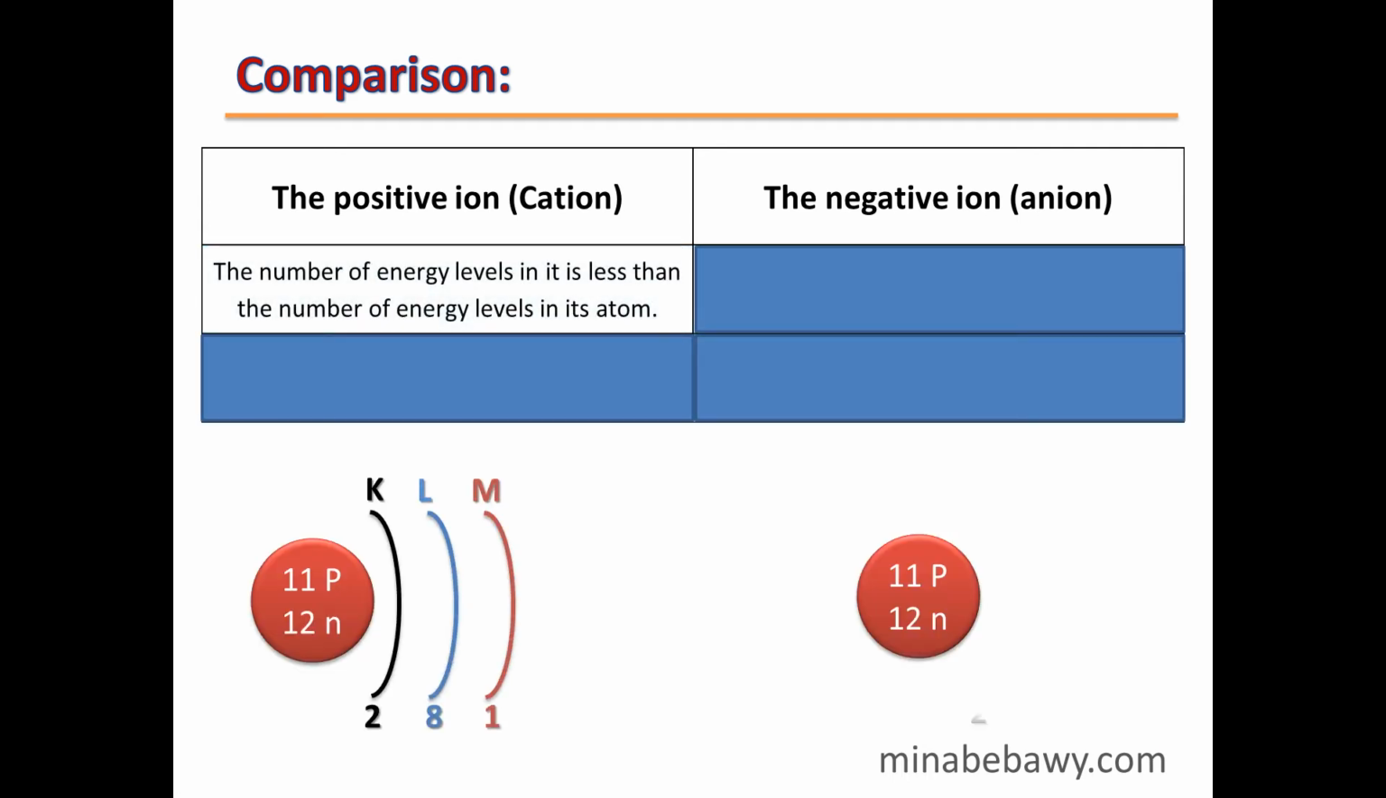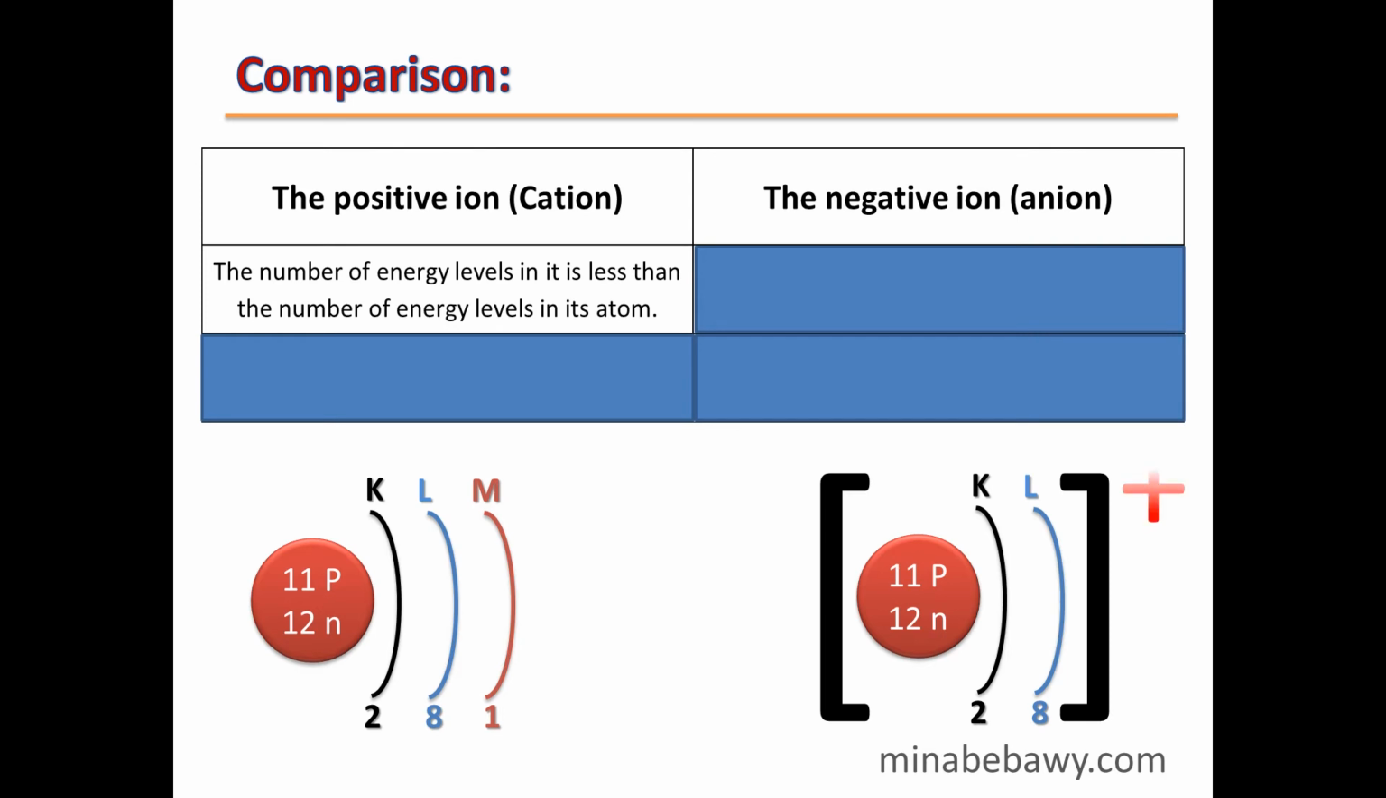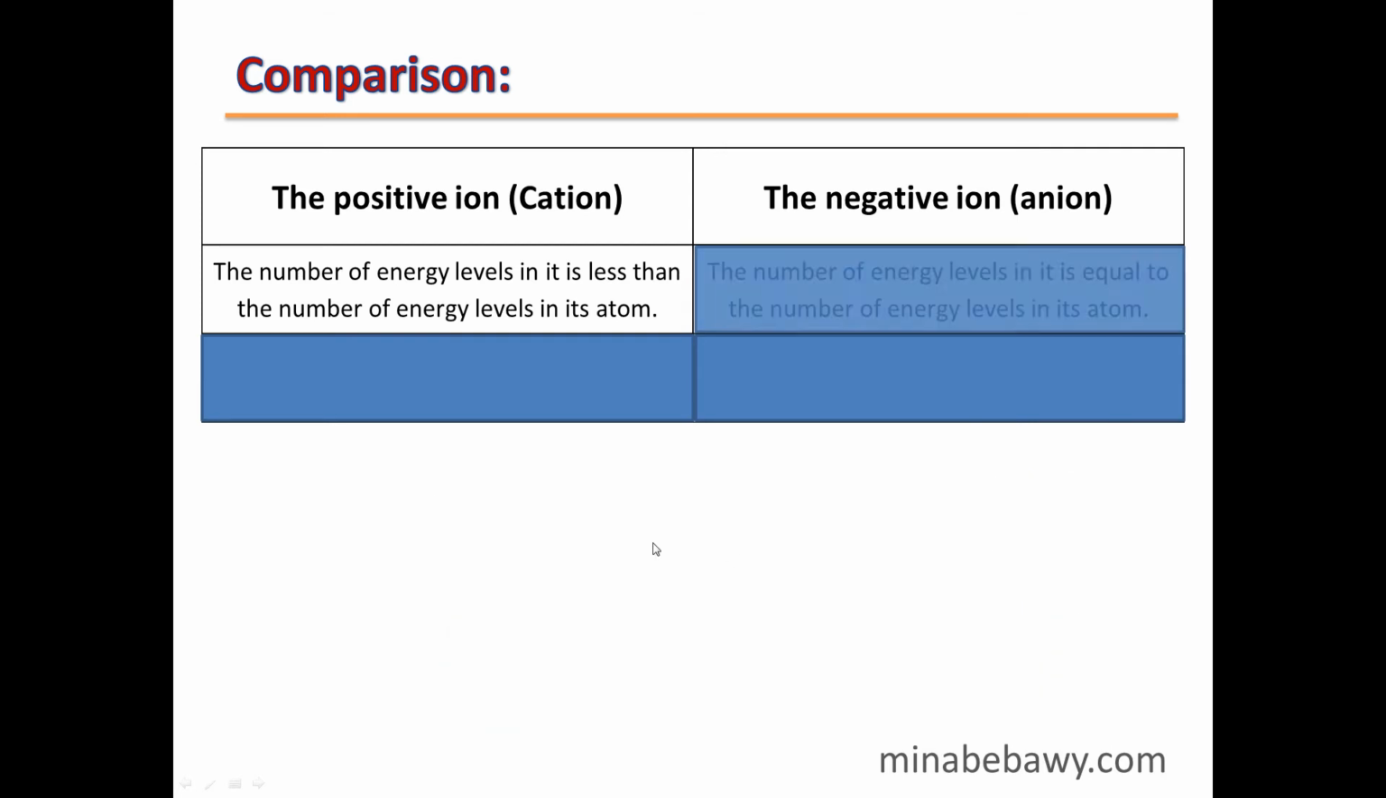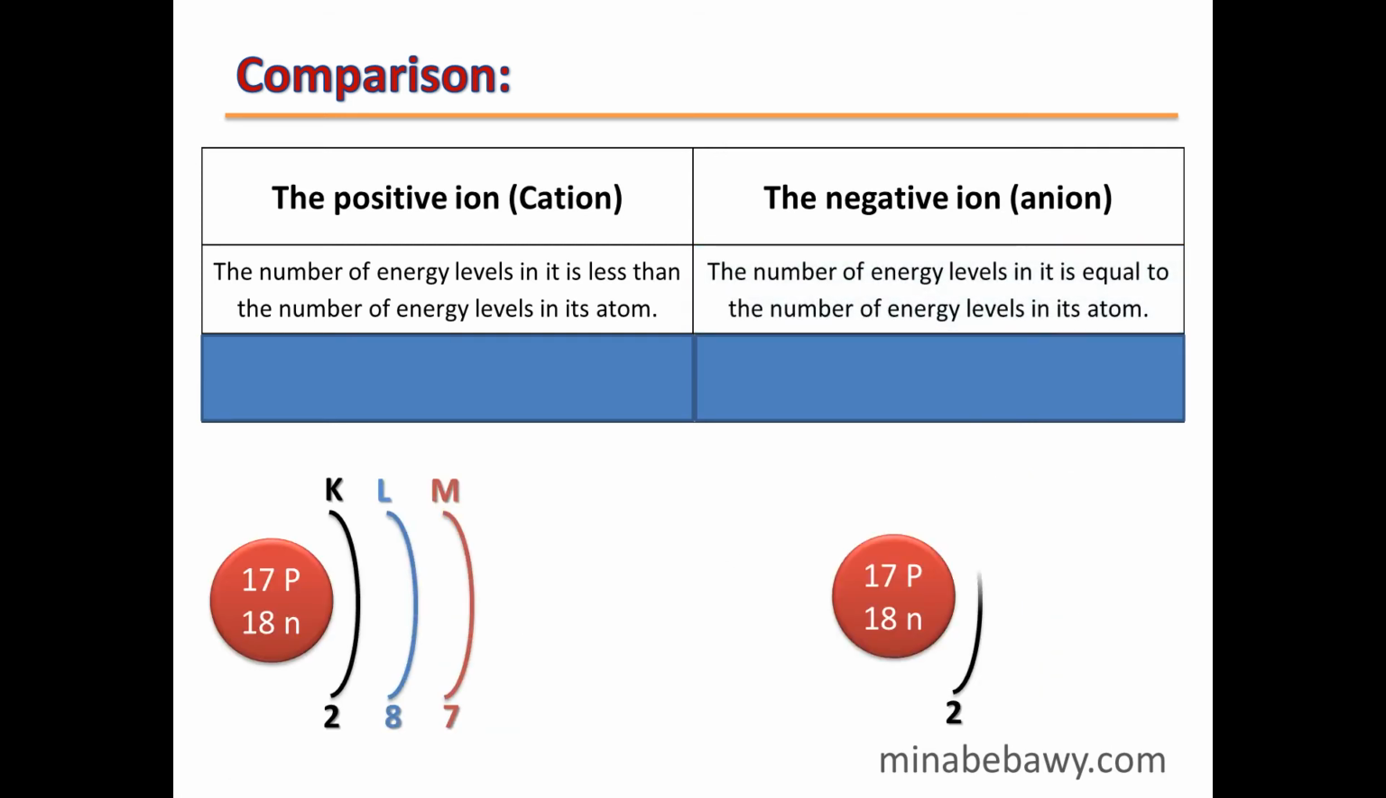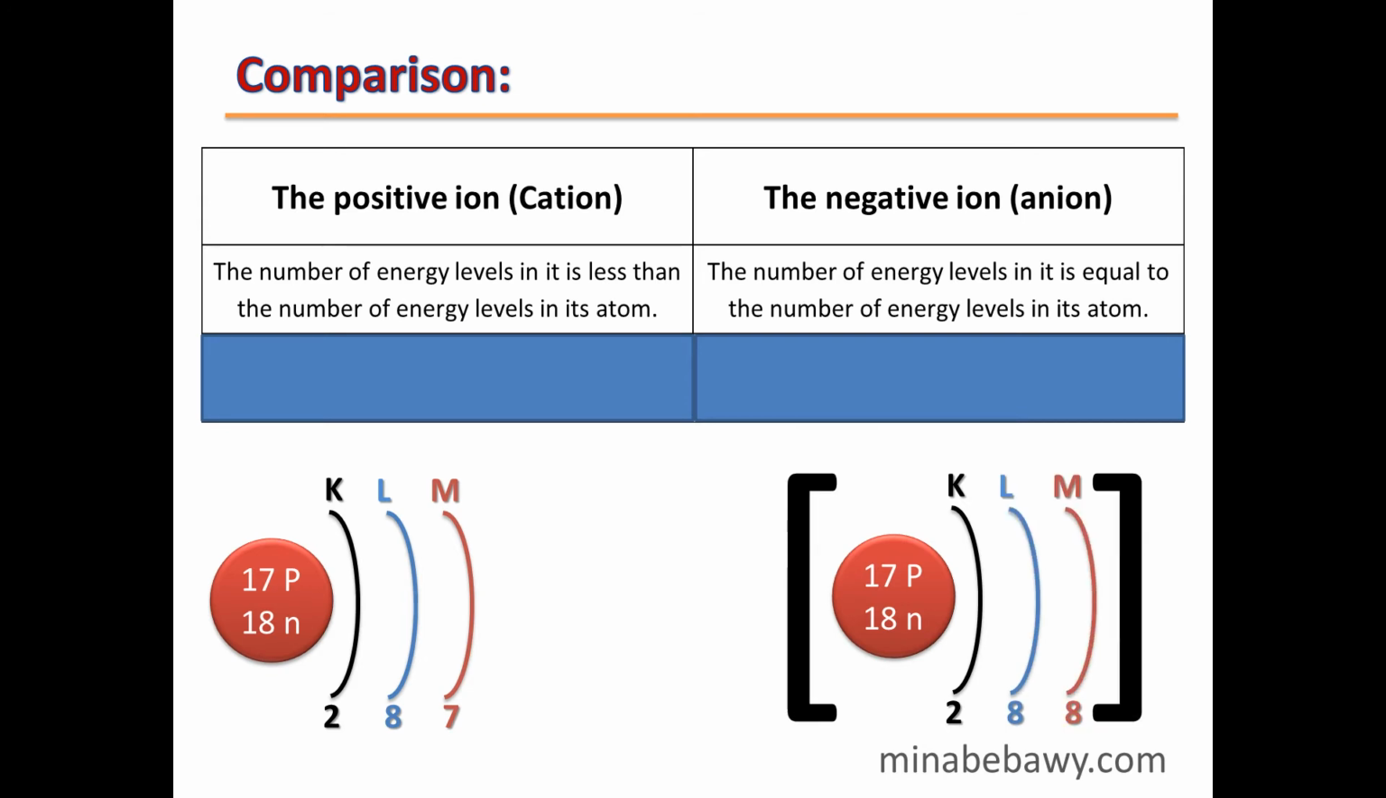The number of energy levels in an ion is less than that in its atom. For example, this is the sodium atom, it contains 3 energy levels. This is the sodium ion, it contains only 2 energy levels. For a negative ion, the number of energy levels in it is equal to the number of energy levels in its atom. This is the chlorine atom, it contains 3 energy levels. This chlorine ion contains 3 energy levels also.